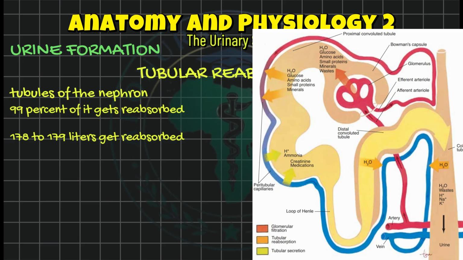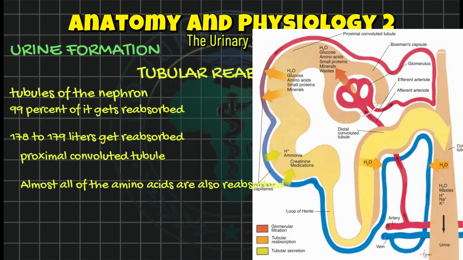Only about 1 to 2 liters actually become urine and leave your body. So what gets reabsorbed? Almost all of the glucose gets reabsorbed in the proximal convoluted tubule. This is why healthy people don't have sugar in their urine. If you do find glucose in the urine, it usually means either blood glucose levels are so high that the tubules can't reabsorb it all, like in diabetes, or there's a problem with the reabsorption mechanism itself.